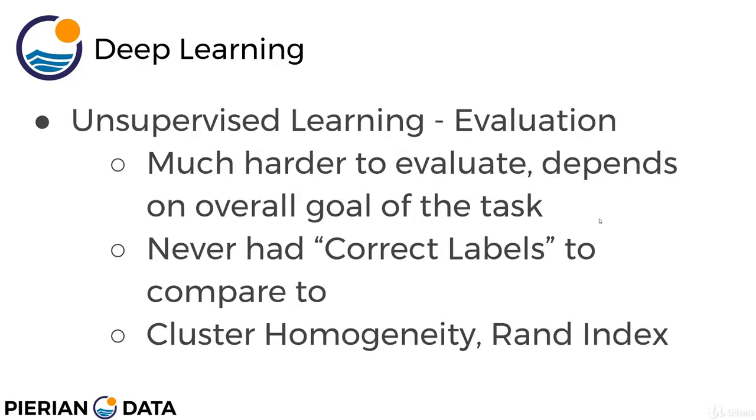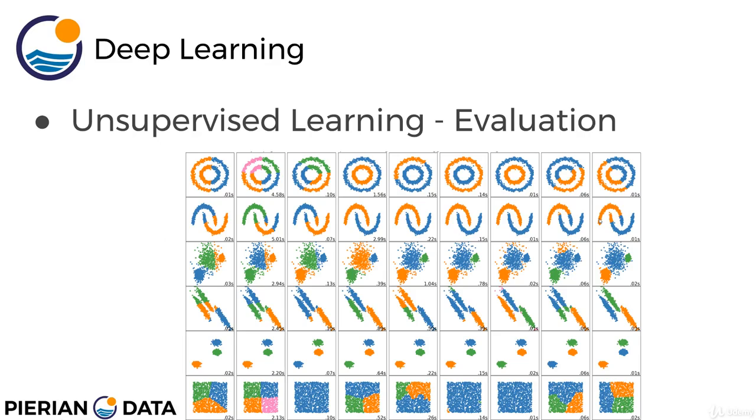For unsupervised learning, evaluating that model actually becomes much harder, and it really depends on the overall goal of the task. Again, remember for unsupervised learning, you never really had the correct labels to compare to. However, you can use things like cluster homogeneity or something called the RAND index to evaluate your unsupervised learning model, and we'll discuss those later on in the autoencoders section of the course.